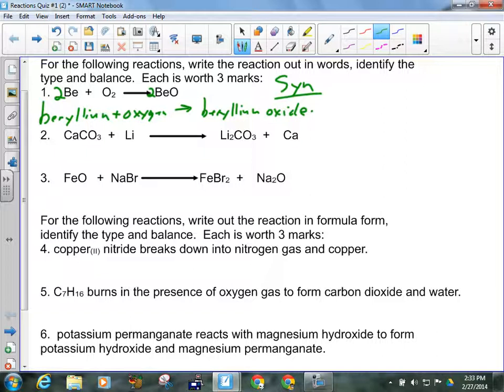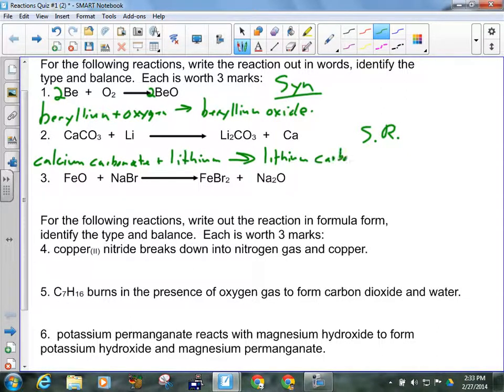Okay, question number 2. I've got an ionic compound reacting with an element to form a new ionic compound, new element. That is a single replacement, right? So they have single replacement, give them a mark. Okay, written out in words, we've got calcium carbonate plus lithium gives us lithium carbonate plus calcium. Okay, 1 mark for that.